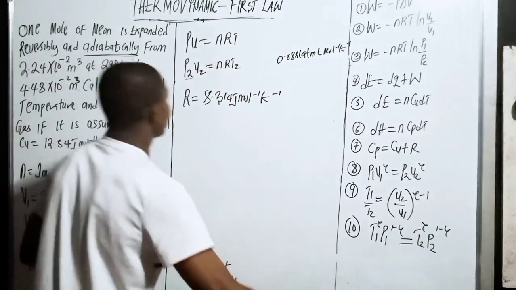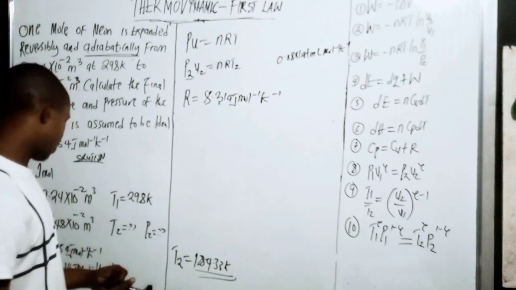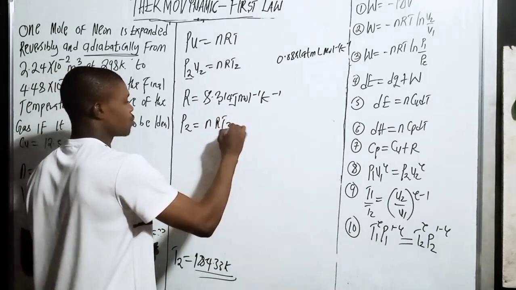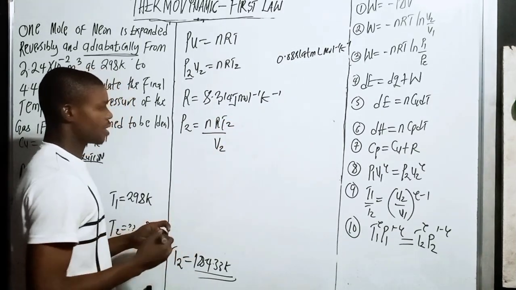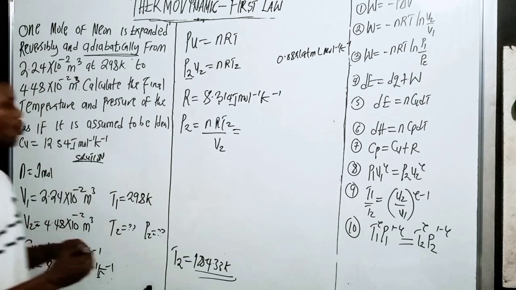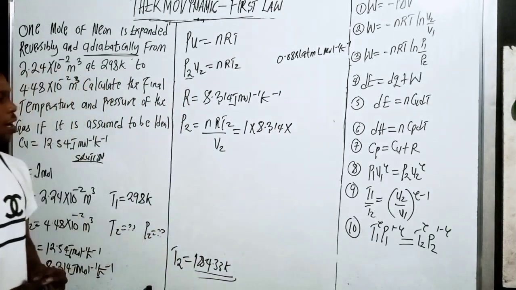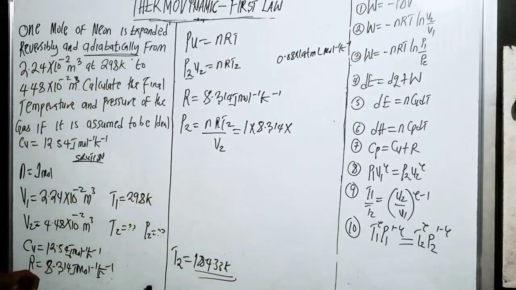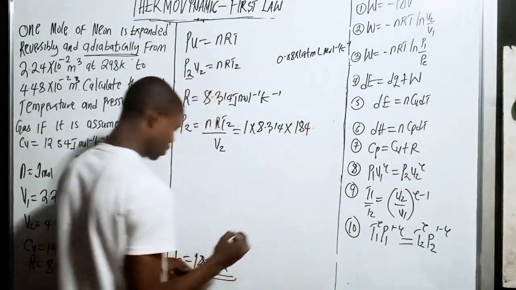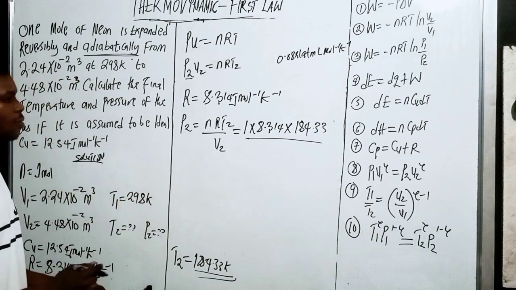If that is the case, let's make P2 the subject of the formula. So my P2 is going to be nRT2 over V2. My n is 1, times 8.314, times my T2. My T2 is what I've already calculated, right? So it's 184.33 over V2. Now what's my V2?